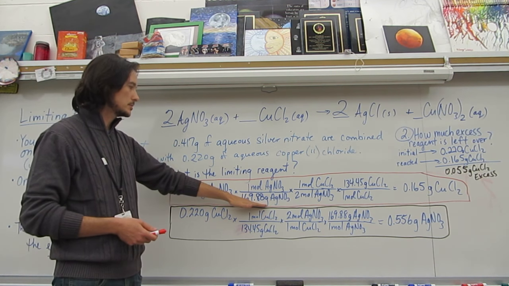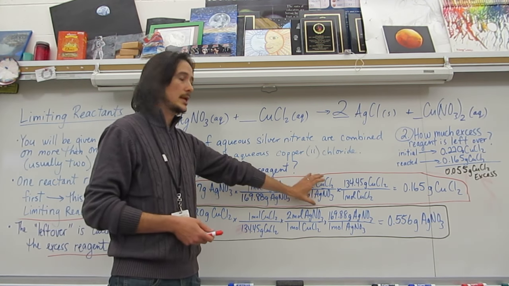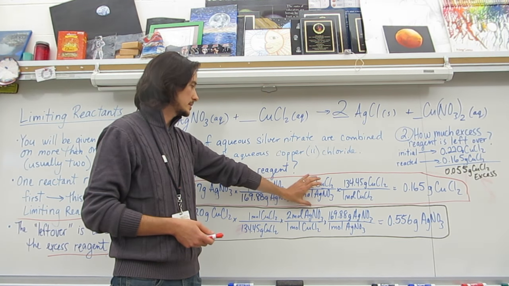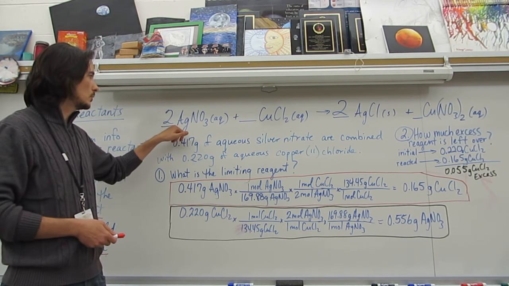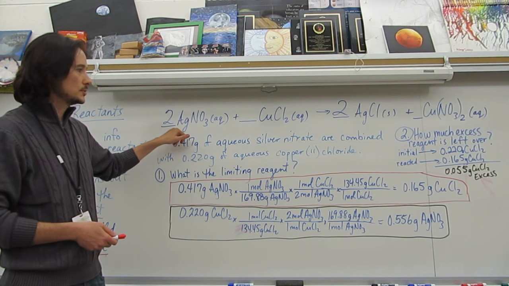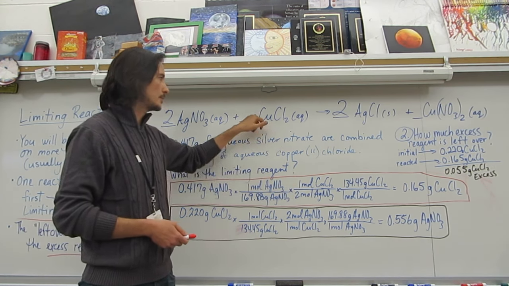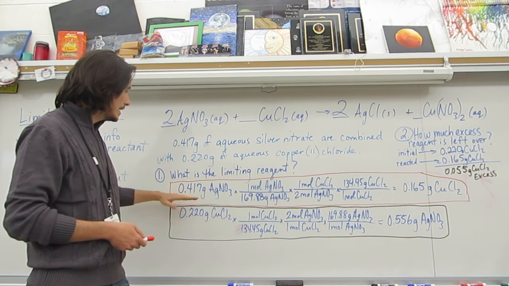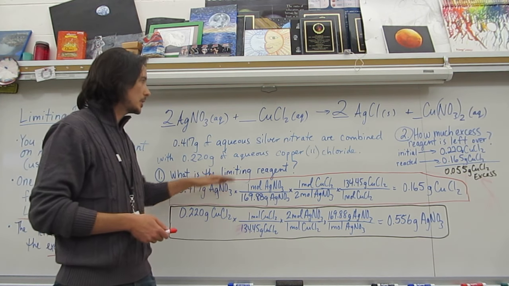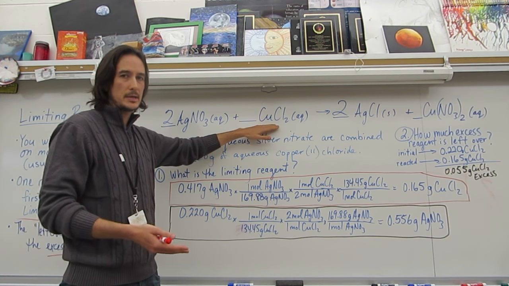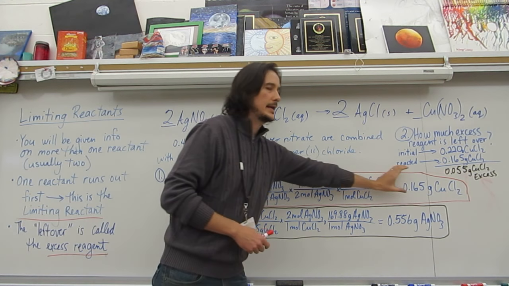I converted to moles using the molar mass. Then I used the stoichiometry step. These numbers come from the coefficients in the equation. So we have 2 moles of silver nitrate that are going to react with 1 mole of copper chloride. So all I'm doing is saying, okay, if I have 0.417 grams of silver nitrate, how much copper chloride would that react with? That's the question this whole line in red is going to answer.